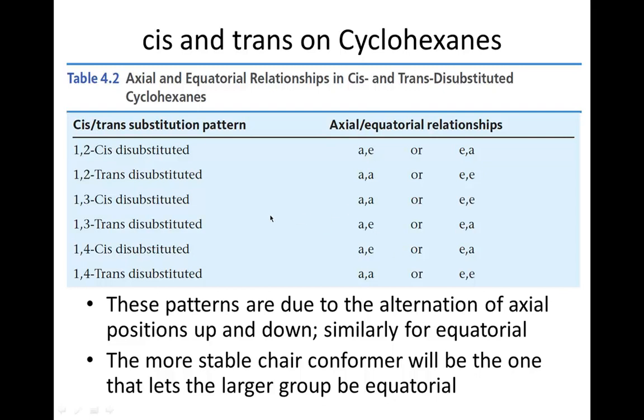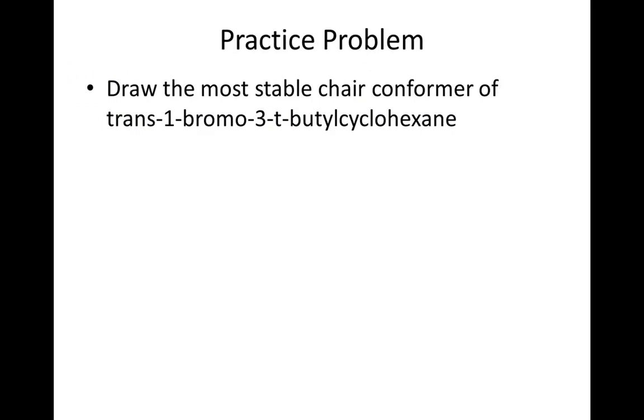Whichever group is larger wants to be equatorial because that's more stable. It's less crowded by that 1,3 diaxial problem. So let's see how we use that. We're going to practice by drawing the most stable chair conformer of trans 1-bromo-3-T-butyl cyclohexane.